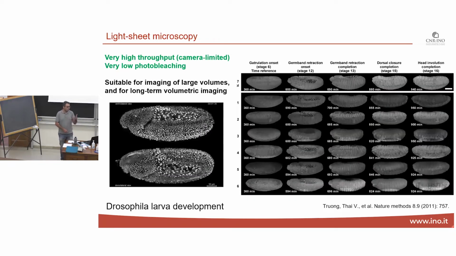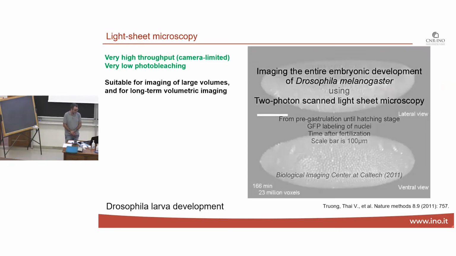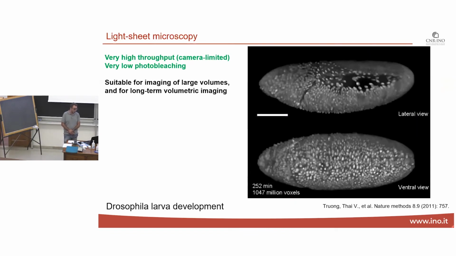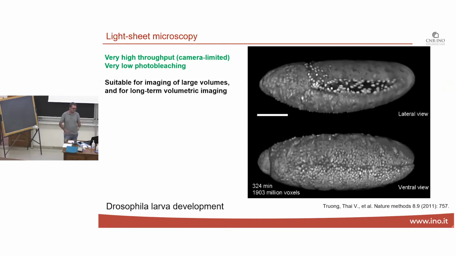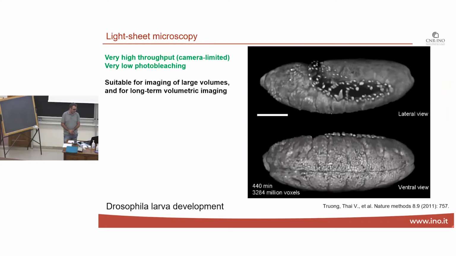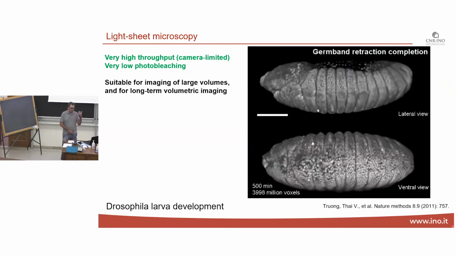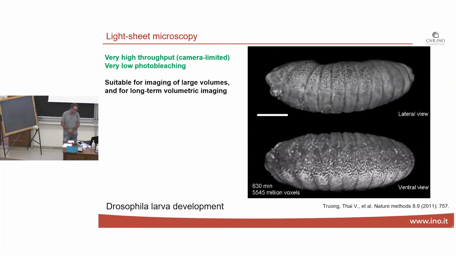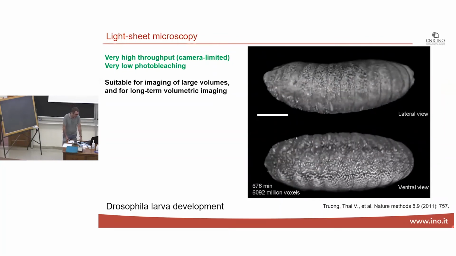Or this is another famous study. People have imaged the development of a Drosophila larva. And so you can clearly see as the larva goes through the different stages of embryonic development. Now it unfolds, as you can see. This is also one famous result done with light sheet microscopy. I'm just showing you a list of examples.